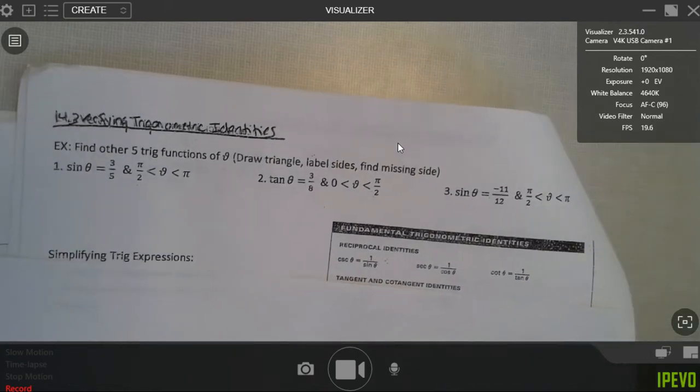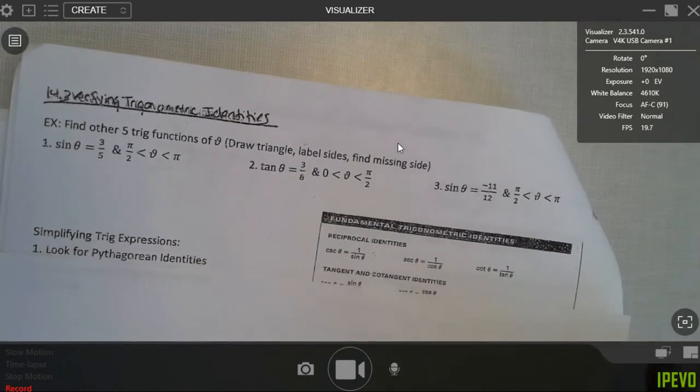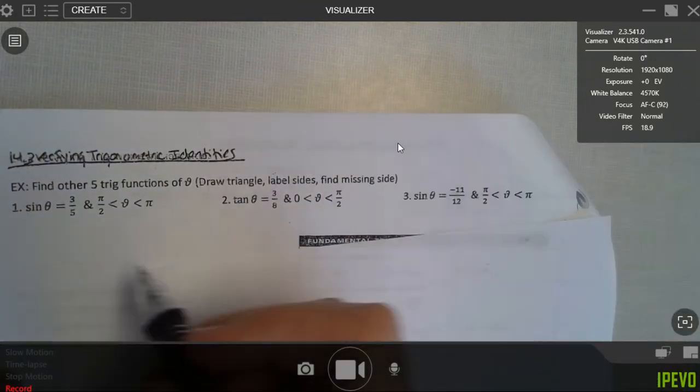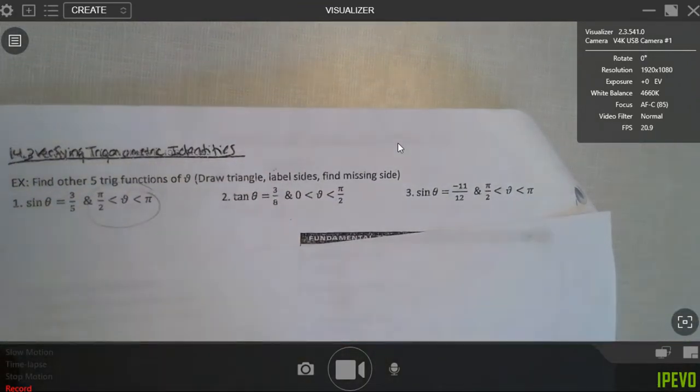All right, so for the top three, we're going to have to get another sheet of paper because I suck and didn't put this up on there. So for number one, with this spec here, telling you what quadrants we're in.